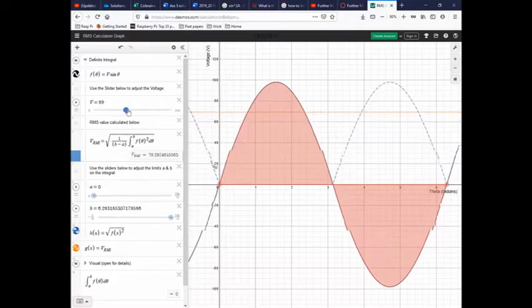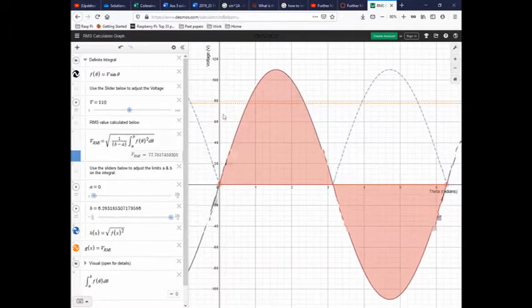So it's quite a handy wee tool, but obviously this isn't sufficient to answer the question. You have to show that you're able to use integration to find the RMS figure, basically prove it. But again, the link is there and you can play around with this Desmos graphing chart anytime you want.